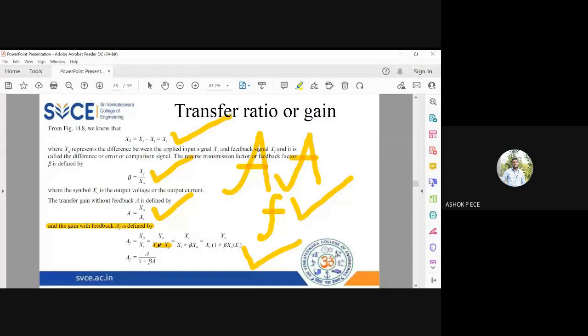So X naught divided by Xi plus XF, and XF equal to beta into X naught. So X naught by Xi plus beta into X naught. From this denominator, take Xi as common outside. So Xi into 1 plus beta into X naught by Xi. X naught by Xi is capital A, divided by 1 plus beta into X naught by Xi, which is again capital A. So the gain with feedback is given by AF equal to A by 1 plus A beta. This is the gain of an amplifier with feedback. Remember, whenever you have a suffix f, it means that you have to consider the amplifier gain with feedback.